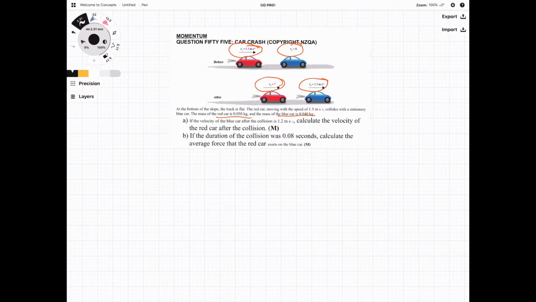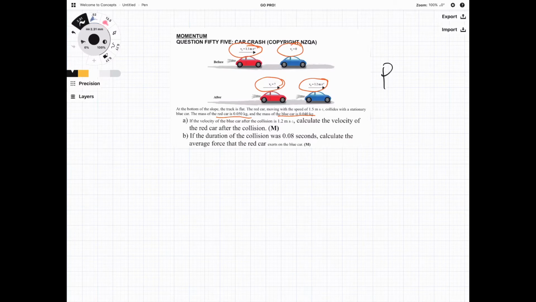0.05. So if the velocity of the blue car is 1.2 meters per second after the collision, so they've bumped into each other now, and the blue car is going to start to move, calculate the velocity of the red car afterwards. So the red car has given some of its momentum to the blue car through this collision here, all right? So we have an equation that we're going to want to use for this one.